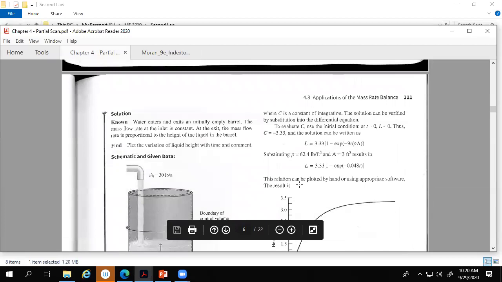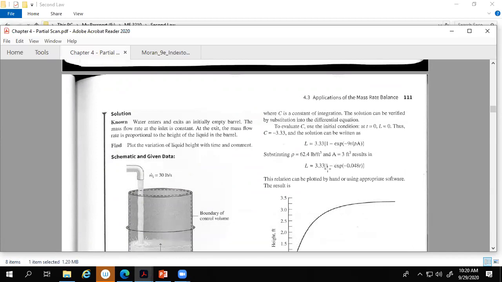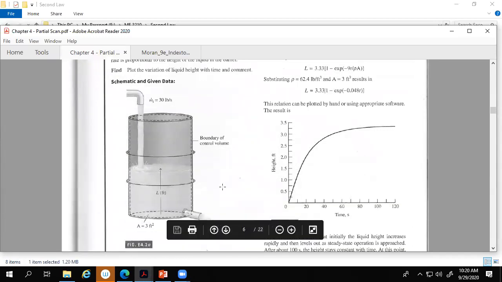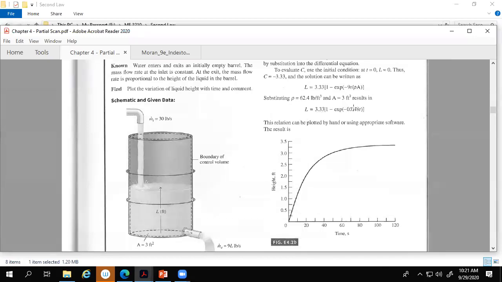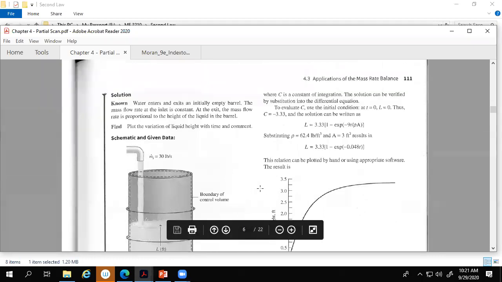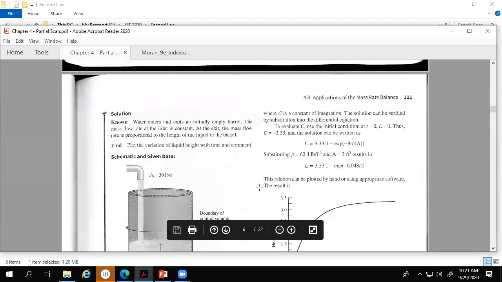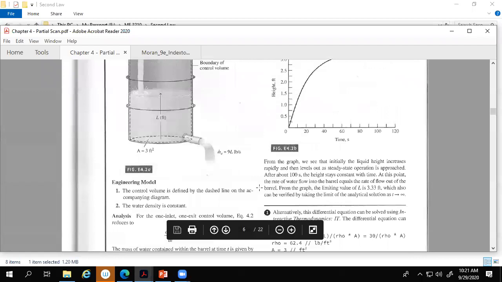So you plug that in, and he sticks his numbers in for rho and area. And so you get this, and then you plot it up. So what? Eventually, what's this depth going to go? This part is going to decay away. So our maximum depth is going to be what? 3.33 feet in this thing over time. It should reach there, if our analysis is correct.